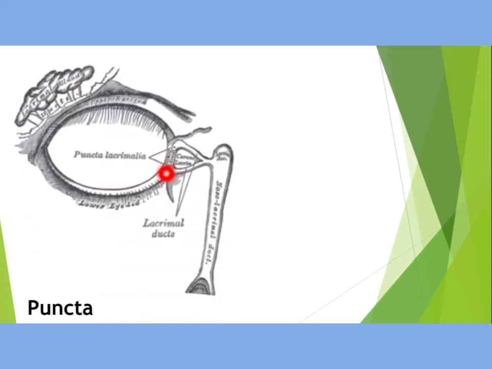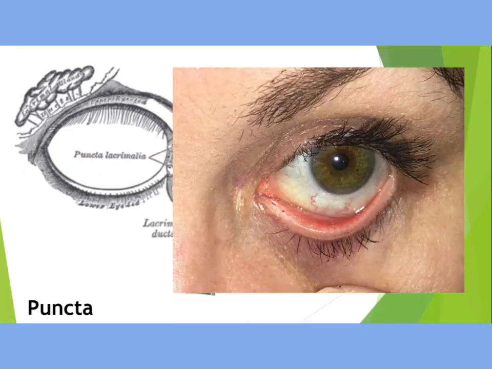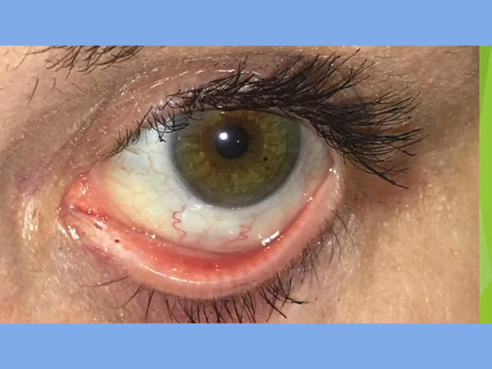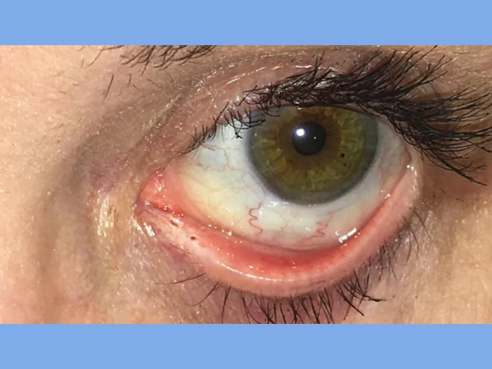Here you can see that the punctum is marked, and here also you can see there is a hole. So what is a punctum? The punctum is located at the medial edge, or medial or nasal canthus, of the lower and upper eyelid. Okay, this is a hole. Its thickness is about 6 to 6.5 millimeters. It varies according to the person.